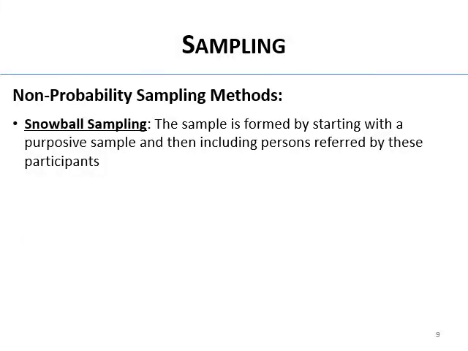Then there's snowball sampling. Snowball sampling is also used when you're studying something that's hard to find people. The sample is formed by starting with a purposive sample, so you find people who have the condition of interest, and then you include persons referred by those participants. For example, if you were doing a study on folks who'd been in federal prison, you purposively go out and try to find folks who've been in federal prison, and then you say, hey, can you send this survey to other folks that you know?